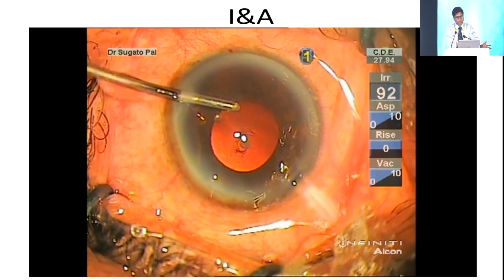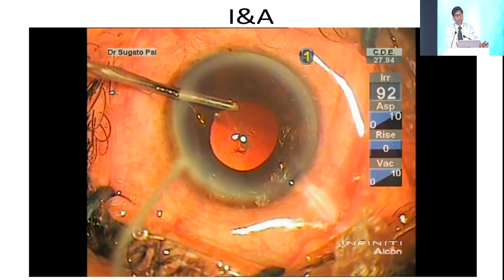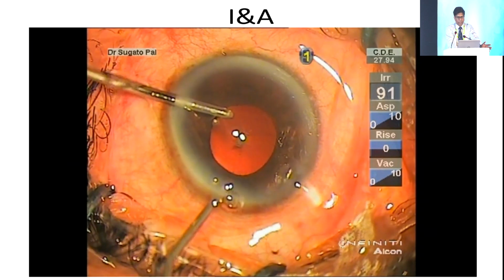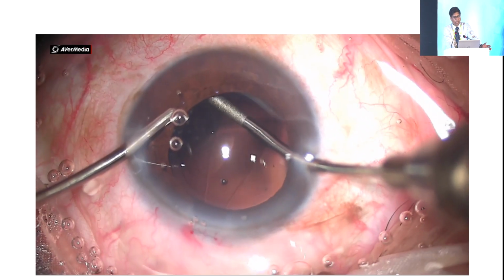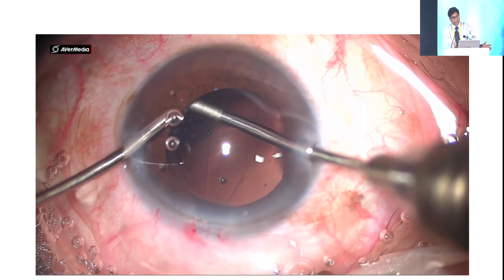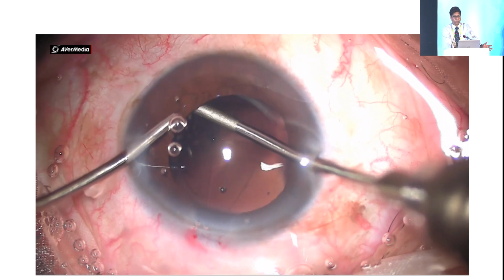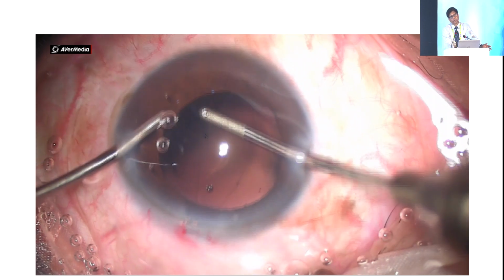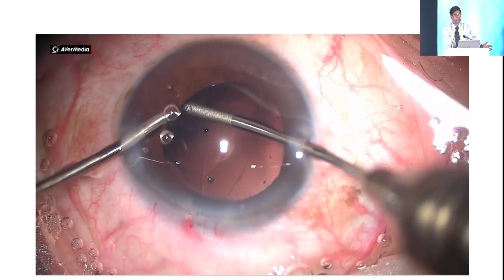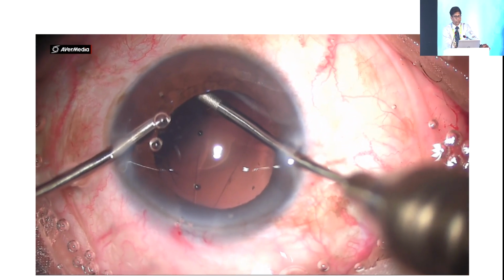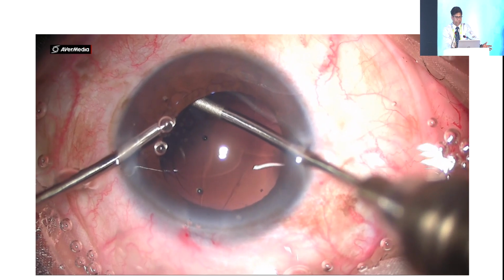So I managed to put visco in, put the vitreous back and prevent it from prolapsing, and put the lens in. So the take-home message is not to polish the capsule. And if the PC opens up, you have to be well equipped, or you can take help of your seniors to manage the condition. So here you can see the PC has opened up vertical.